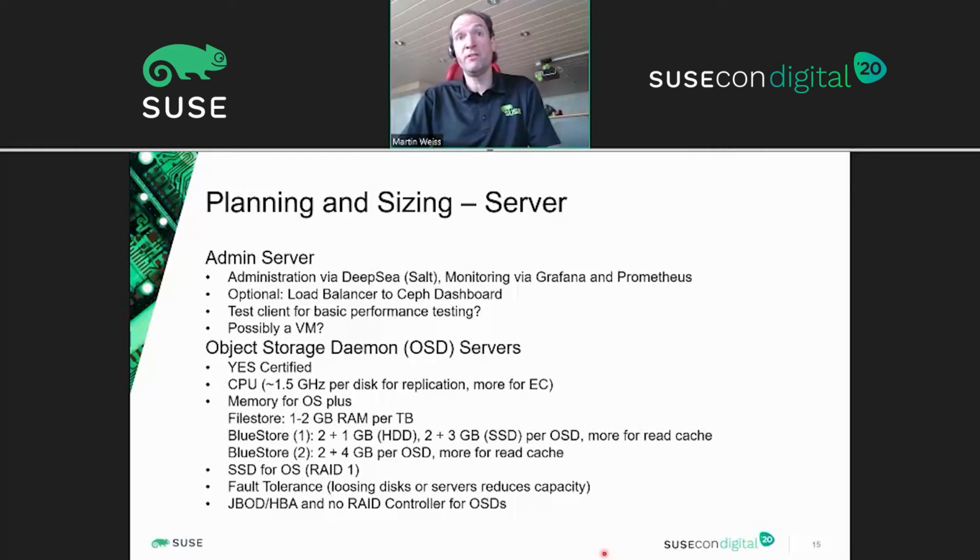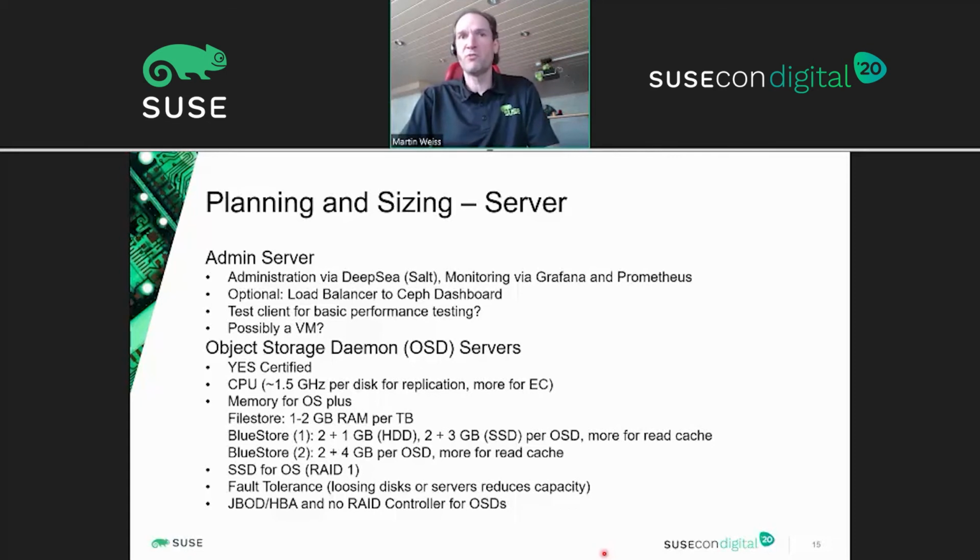We need some memory in the servers, so forget about the FileStore memory, that's not used anymore. And even for BlueStore, we just have to look at the number 2. These days, we just calculate a starting point of 4 gigabyte per object storage daemon plus 2 gigabyte to be on the safe side. And this is basically the standard cache. So we have cache for write and read of 4 gigabyte. And if you have read-intensive applications, you might want to add more memory to have more read cache.